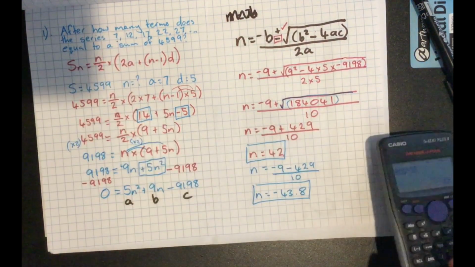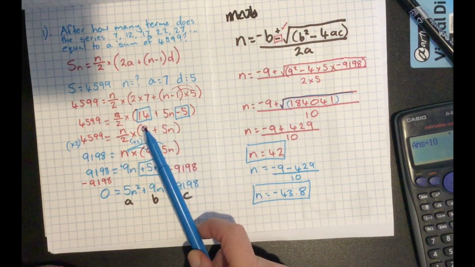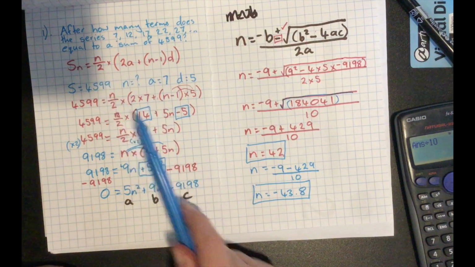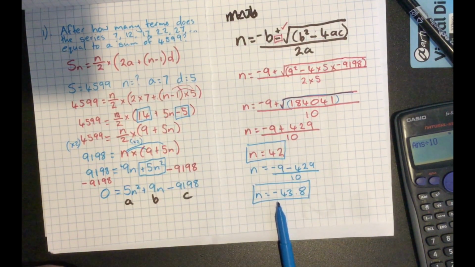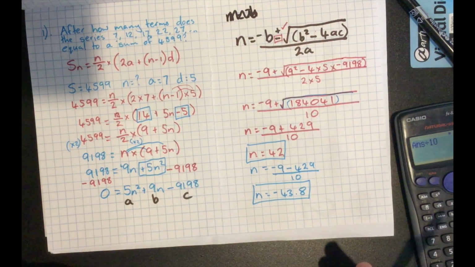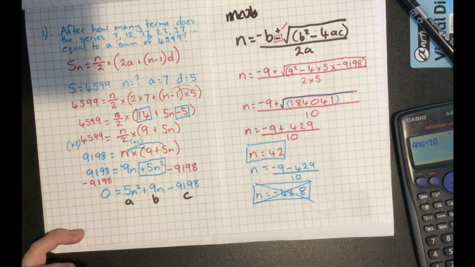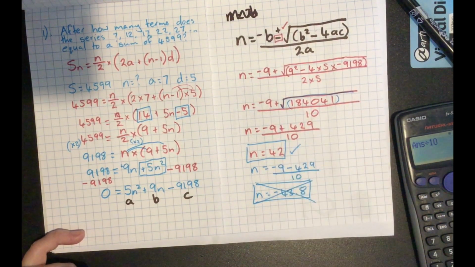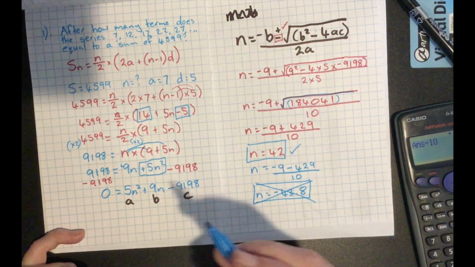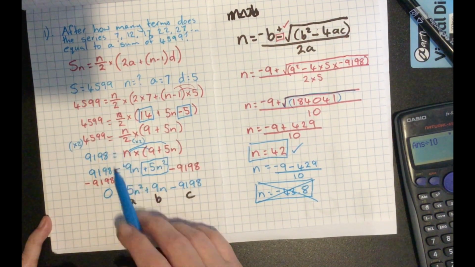Now let's think about what were we looking for. We were looking at which term in the sequence, in the series, gave us that particular sum. We can't have a term sitting at negative 43.8 in a sequence. That doesn't make any sense. So this one here doesn't apply. It doesn't make any sense. But when n equals 42, the 42nd term, and we can test that out. Okay, we can just plug that back into our equation.